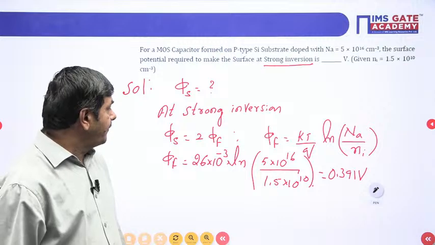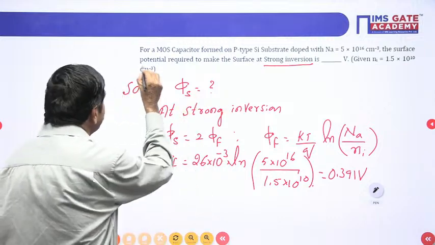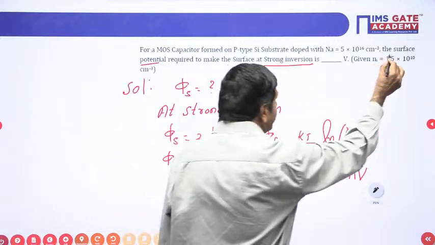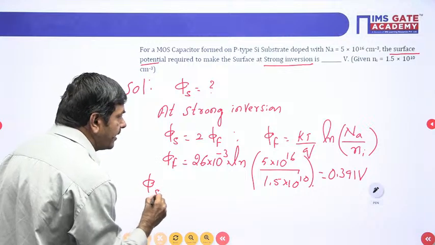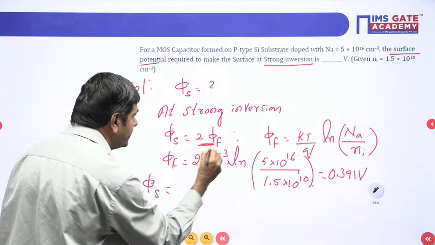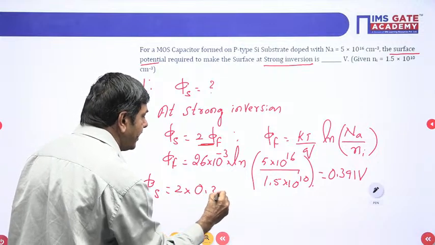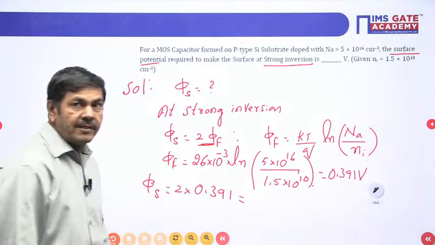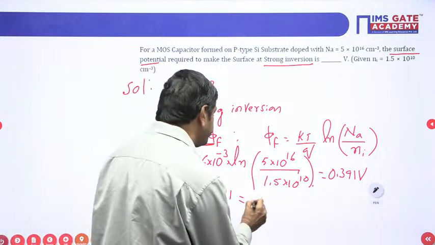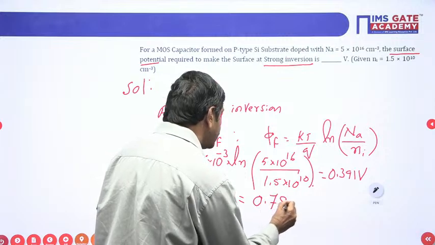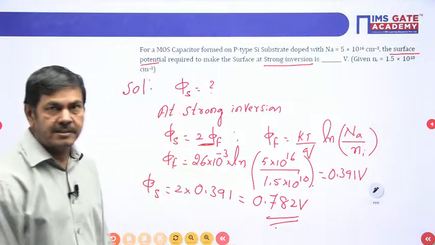After getting the phi f, you can find the surface potential. It is asking to find the surface potential only, that is phi suffix s. So phi s equal to 2 phi f. 2 into phi f, taken as 0.391. Finally, its value is 0.782 volts. That is the surface potential.